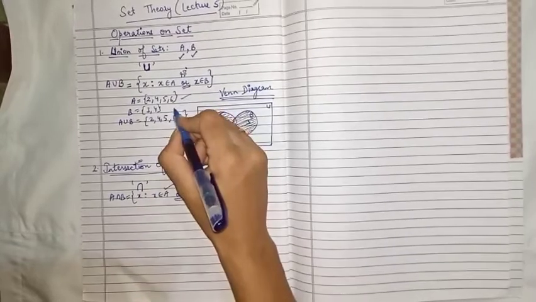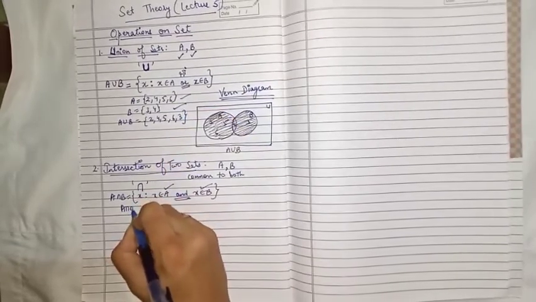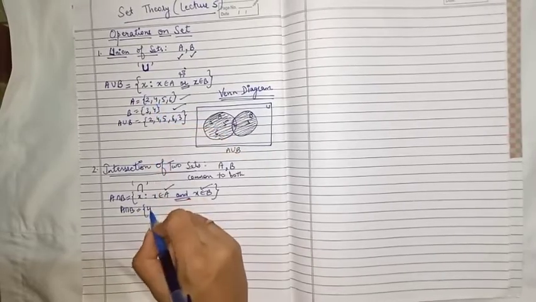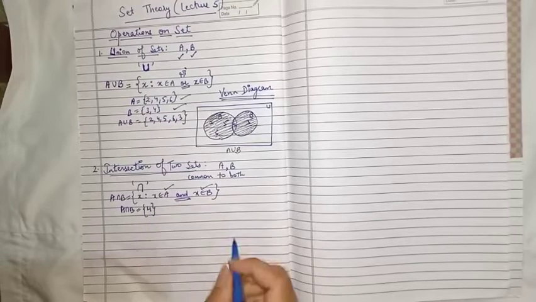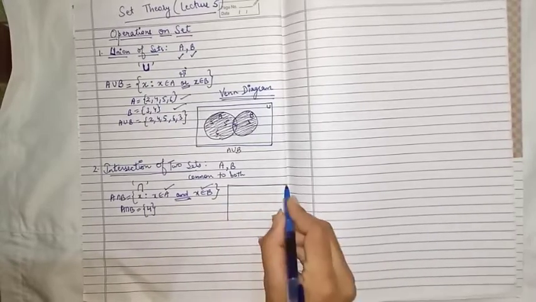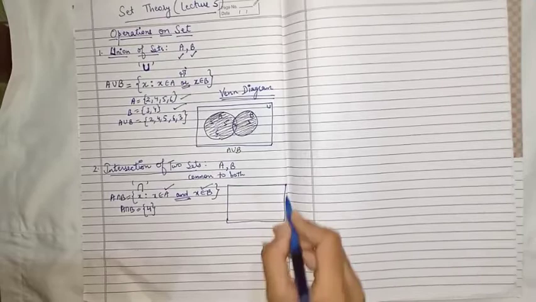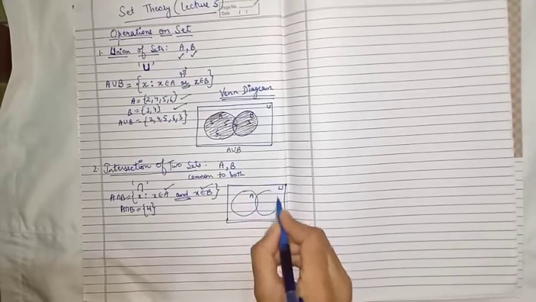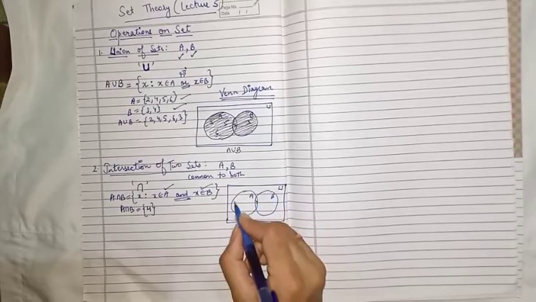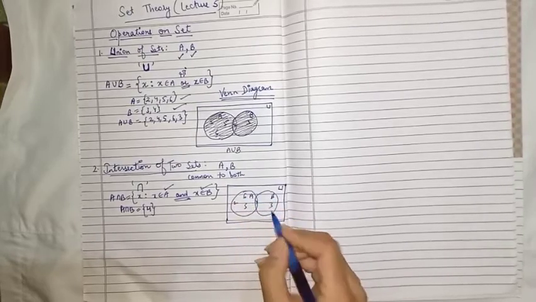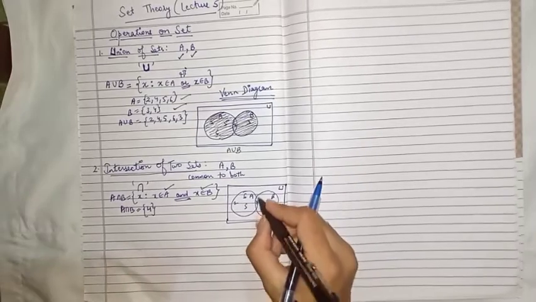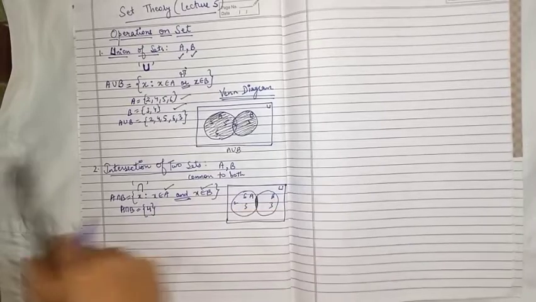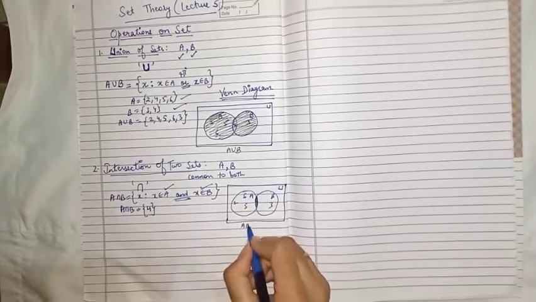For the sets A and B, what is my intersection? Which element is common to both? That is 4. So 4 is my element that belongs to the intersection. And the Venn diagram will be like this. This is U, this is A, this is B. Here my 4, 2, 5, 6, 3. Right? Now what will be my Venn diagram? Only this portion will be shaded. This is my A intersection B.